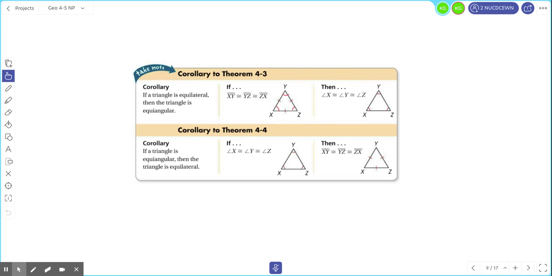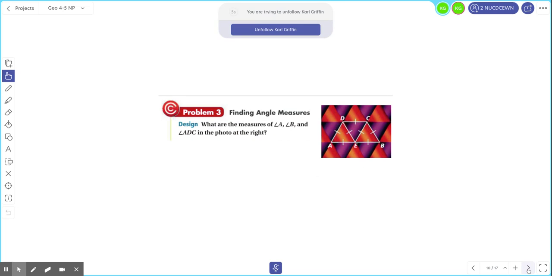And because that's all three angles, you actually know for sure that every one of those angles is going to be 60 degrees, because that's the only thing. That's 180 divided by 3. And the corollary to 4.4, the converse of that, is that if all the angles are congruent, then all the sides are congruent. And these are the things that are true about an equilateral triangle. Equa means equal, lateral means sides. Okay.